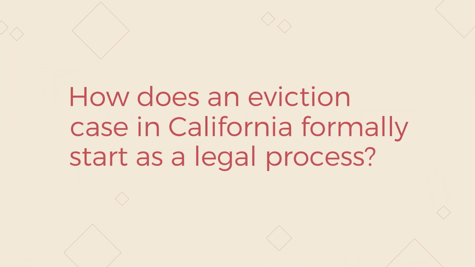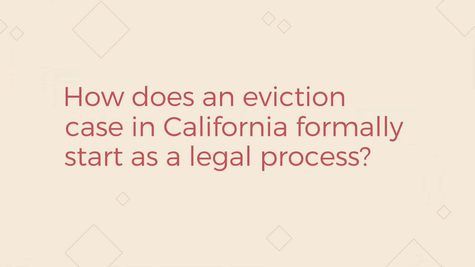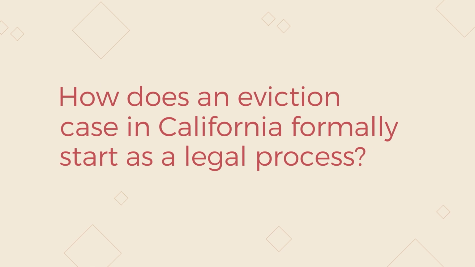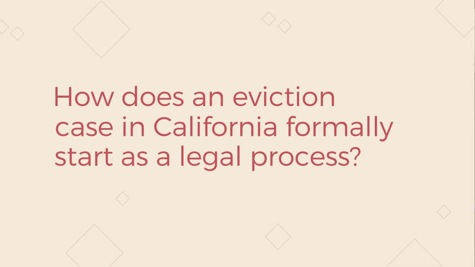So today we're going to talk about how evictions start, which is actually pretty complicated. So I wanted to just ask you, just to kick this off, how does an eviction case in California formally start as a legal process? So, one of the first things that tenants should receive from their landlord is an official notice. And there's a few things that a notice consists of.